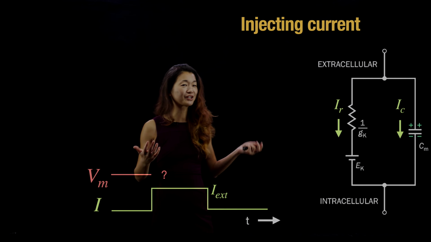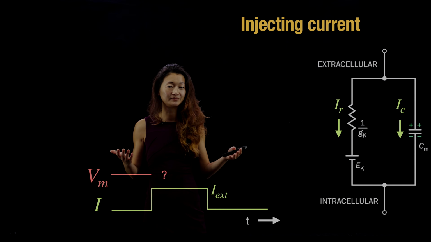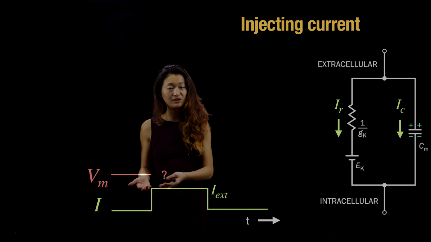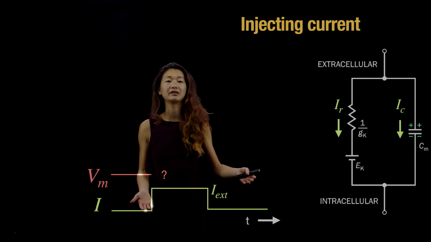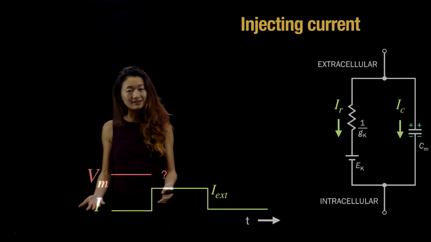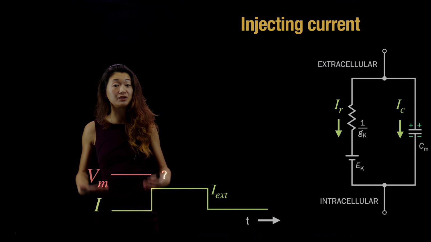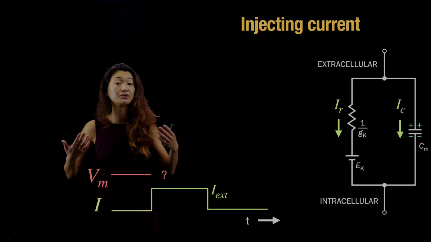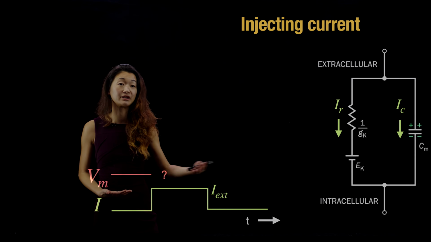So when you are injecting current into a cell, the question is, if you injected a current in a square wave, like the following way, you inject some current, you turn it on, then you turn it off, what actually happens, quantitatively speaking, to the membrane voltage of the cell? How does it respond to this injection of current?